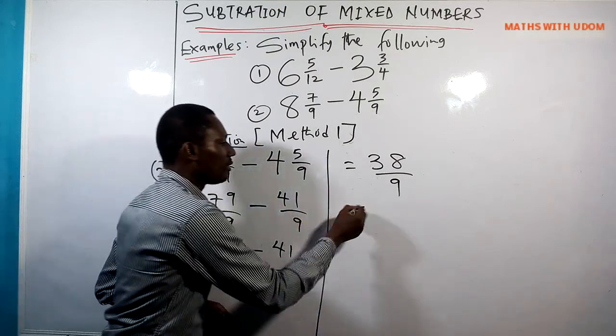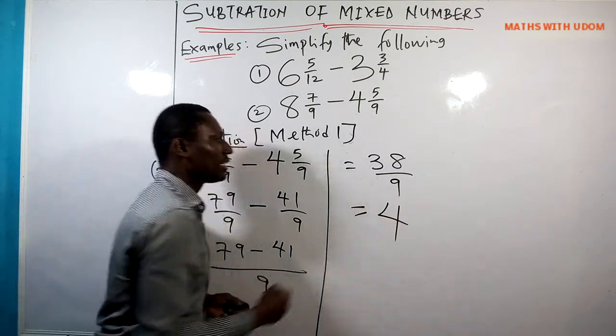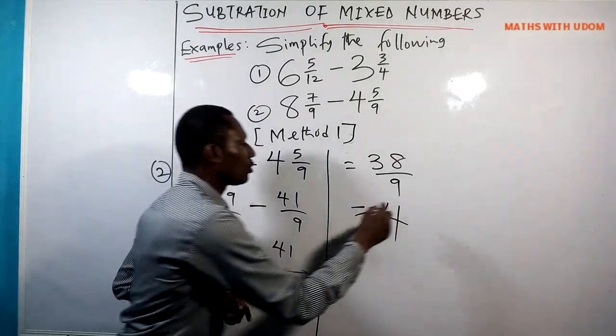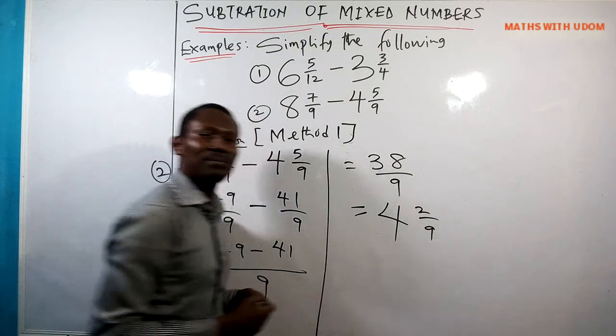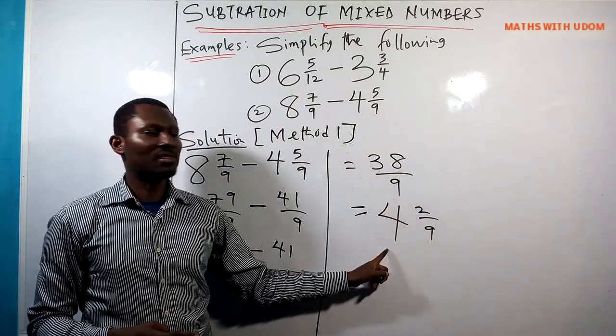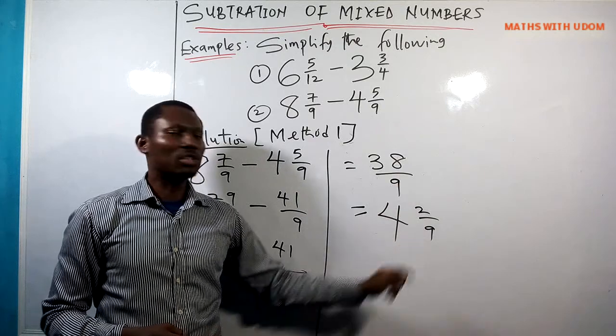So it can go in 4 whole number, 36. Subtract 36 from 38, you get 2. So 2 over 9. So 9 in 38, 4 times. Remember, 2 over your denominator.